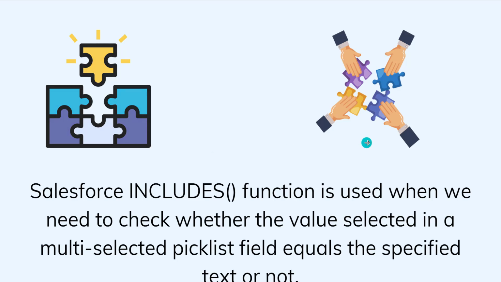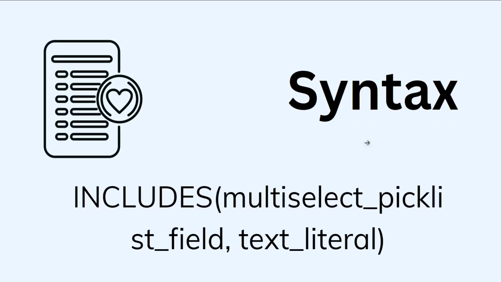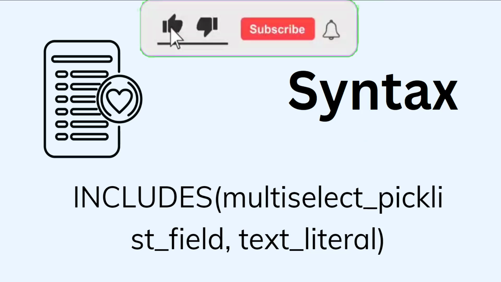The syntax of this function is given on your screen, where the multi-select picklist field is the field that you pass as a multi-picklist that you want to check, and the text literal is the value that you want to match within the multi-picklist value. So let's learn how we can use this include function in Salesforce Lightning as well as the classic user interface with the help of examples.